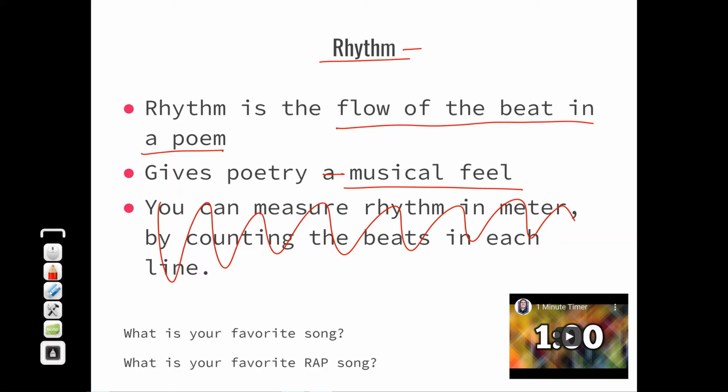Down at the very bottom, I'm not going to go over this too long, but I asked, what is your favorite song or your favorite rap song? Because rhythm and the beats are really easy to see in songs. They're a form of poetry, believe it or not. So when you're thinking about the rhythm, the flow and the beat of how you hear those words, think about how that applies to rhythm in poetry and your favorite song.